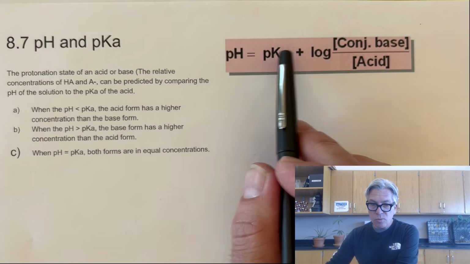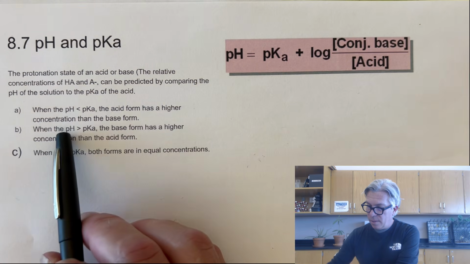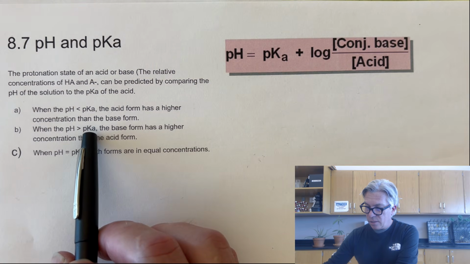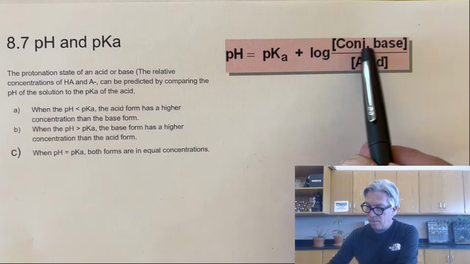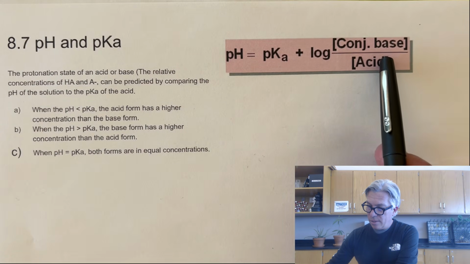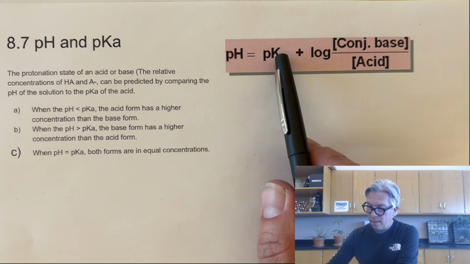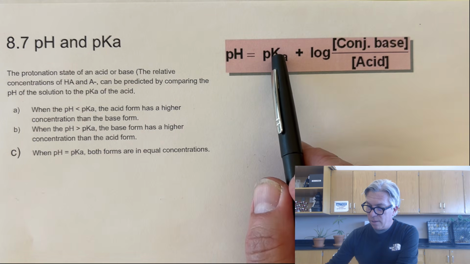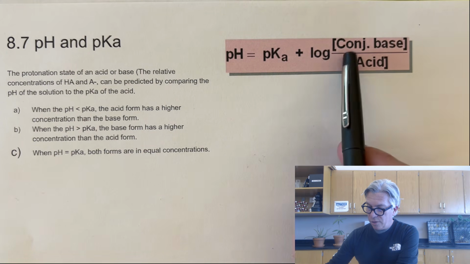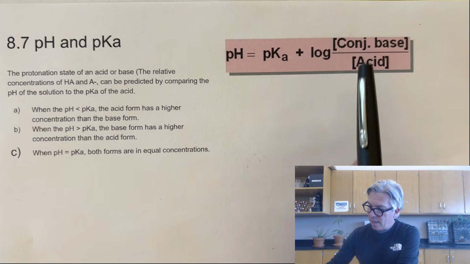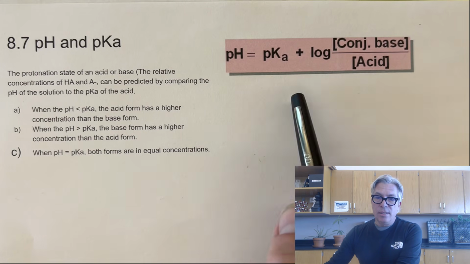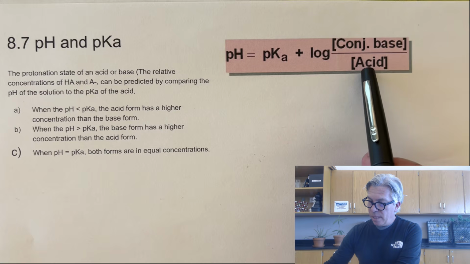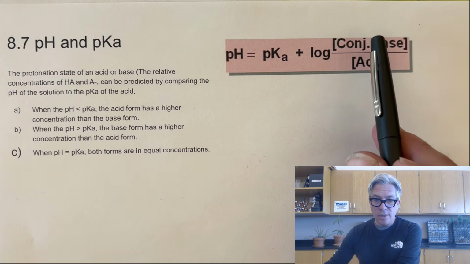When the pH is greater than the pKa, the base form has a higher concentration than the acid form, and so the pH is now higher than the pKa that it came from, because you're adding a positive result from this log of the ratio. When the pH equals the pKa, that means they're both the same, and the ratio of base over acid is just 1 over 1, whatever it is.